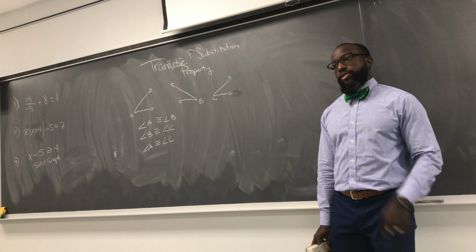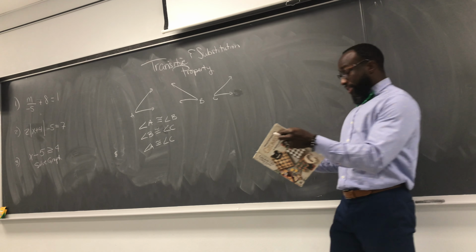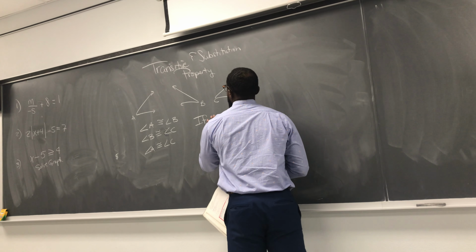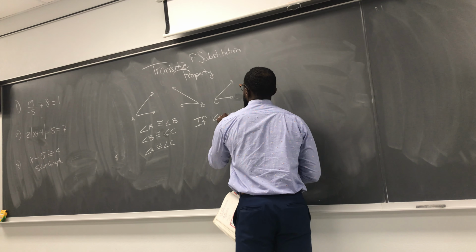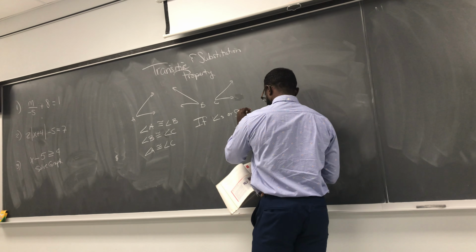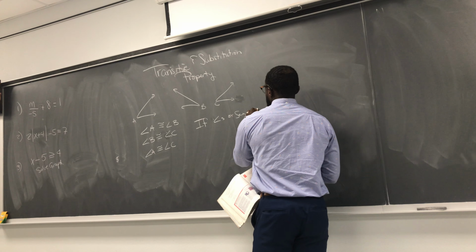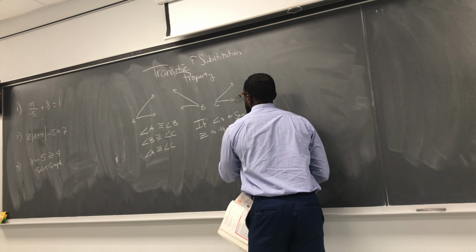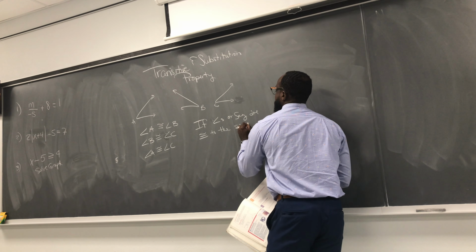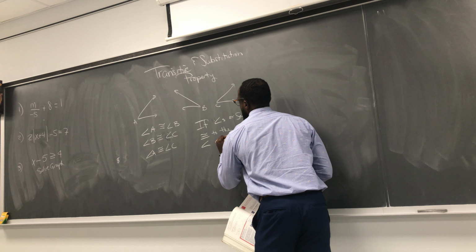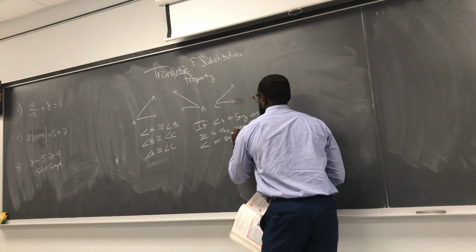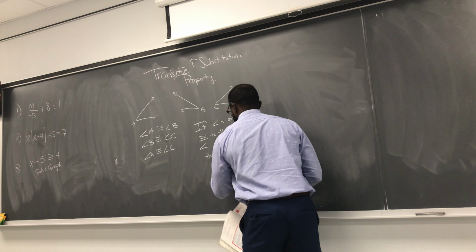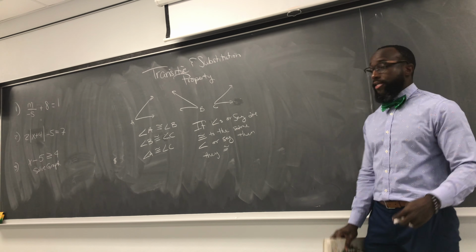Okay? So, this is theorem number 16, which says that if angles or segments are congruent to the same angle or segment, then they are congruent. That's transitive property.